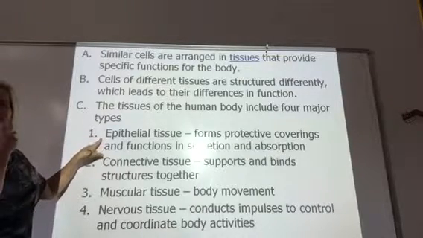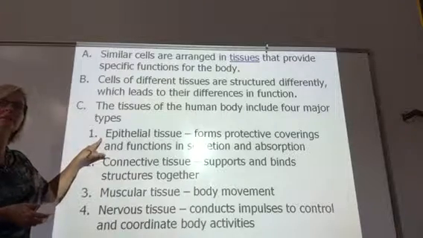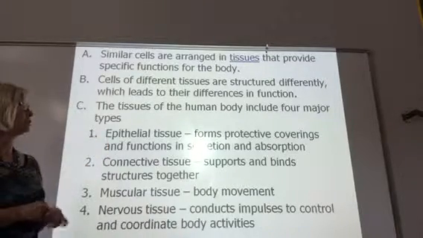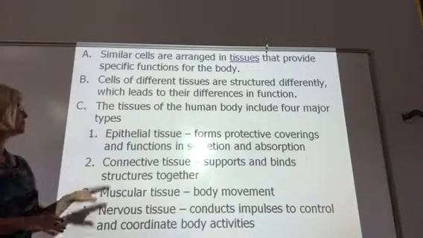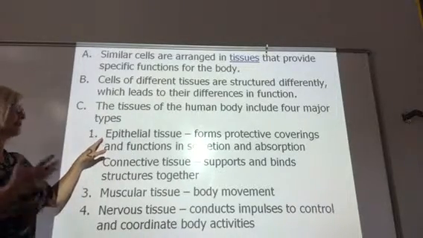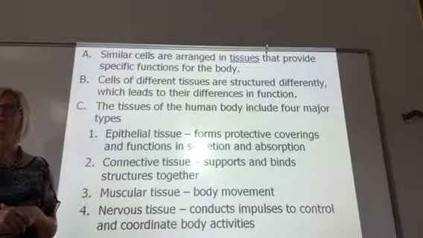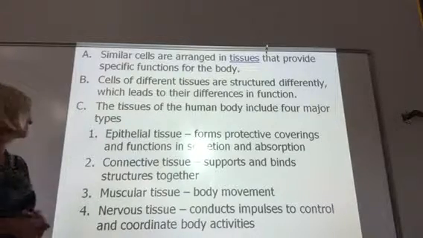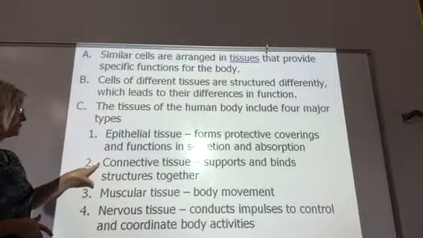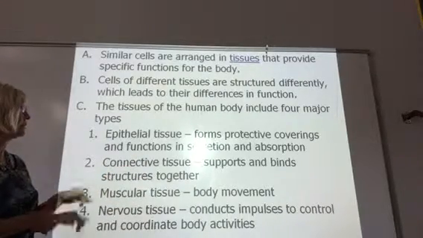Epithelial, and you might hear this on CSI and things like that. We're going to collect epithelials. Epithelial tissue, basically skin and protective coverings. So your skin is an epithelial tissue. Also, there's epithelial tissue that covers and protects a lot of your organs. Connective tissue is going to bind things, connect things together.